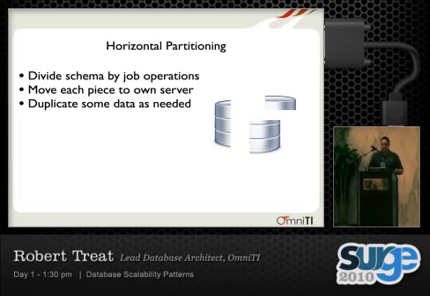So when I look at horizontal partitioning, what I'm going with is, we're going to take our schema. I'm coming from the traditional relational database idea that we have a bunch of tables, and we throw a lot of data in there. So we're going to take that schema and divide it up by job operation. We'll move each piece out into its own server, and we'll duplicate some of the data that we need to duplicate.